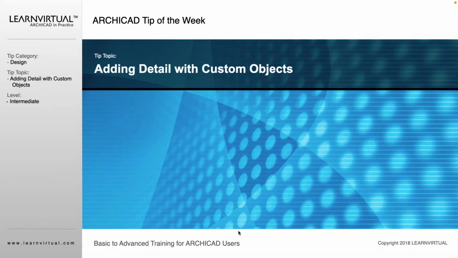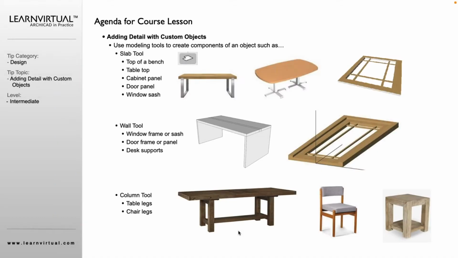Now let's talk a little bit about how you might add detail to custom elements. Custom objects: you can use ArchiCAD's tools to create a number of different types of custom objects, right? So for example, I could use a slab tool to create the top of a bench, top of a table, a cabinet panel, a door panel or sash. I could use the wall tool to create the window frame, the door frame or panel, a desk support. I use the column tool to create table legs and chair legs.